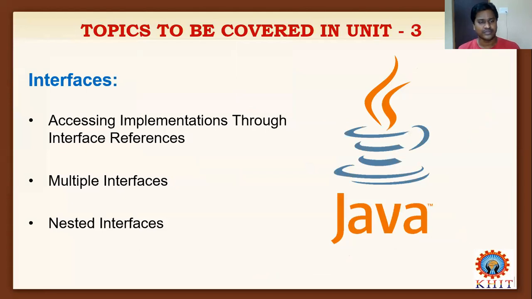And these are the topics we are going to discuss in this video of Chapter 3, Interfaces. The first one, accessing implementation through reference of interface. Generally, we know that interfaces do not give any implementation of the methods defined in them. Whatever classes implement these interfaces, they can implement the methods defined in the interface on their own. And those implementations can be accessed through interface references.